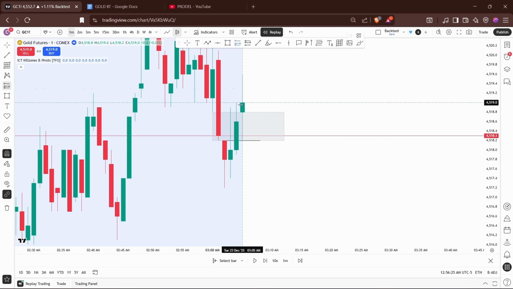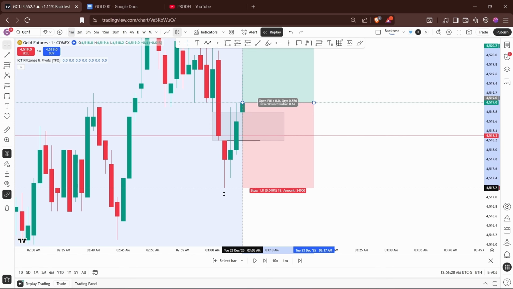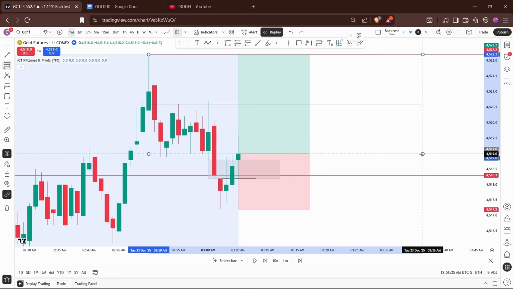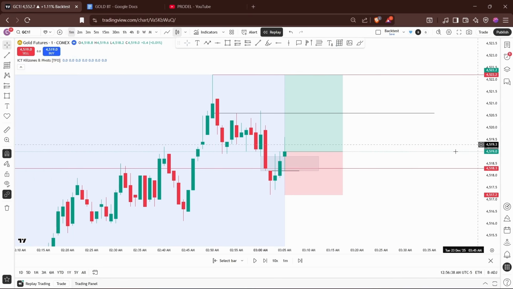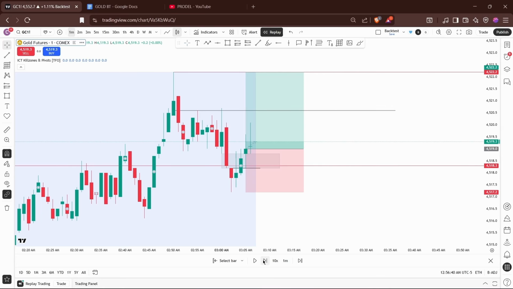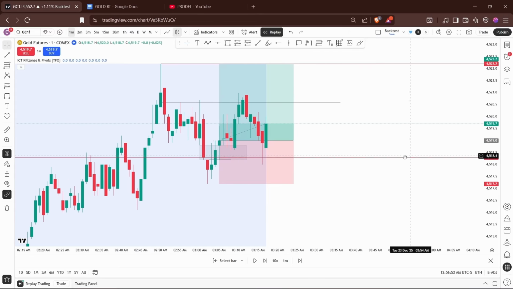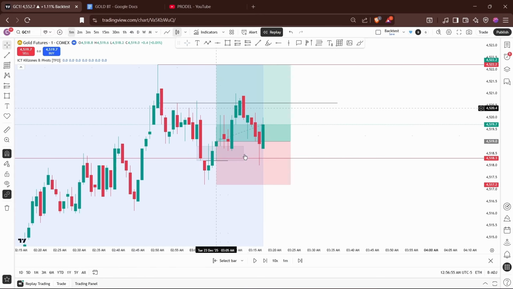So our entry will be at this level, and our SL will be at this level, and then our TP will be at this level, and then our break-even point will be at this level. This black line is the break-even point. Let's wait for the market to reach our TP or SL point. Let's see. It reached our break-even point, so it took our break-even level. And it's not taking any liquidity up to this. So if we get another entry, we will look for entry again.